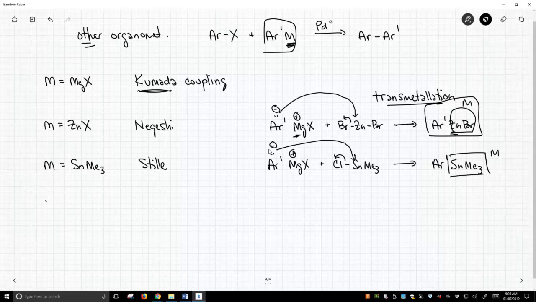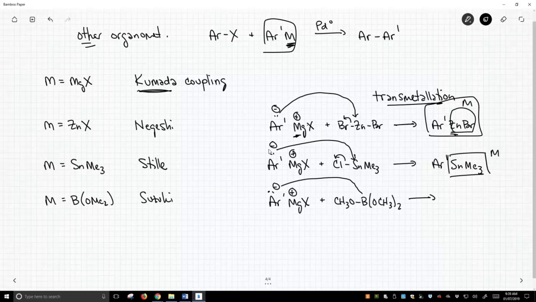One last one I want to talk about, where M equals boron. That's right, boron. And this is called, when you use a boron salt, it's called a Suzuki coupling. So, how do we make this? Same way as before. Let's get 2 electrons there. We start with something like a Grignard reagent, could be an organolithium reagent. This is not a perfect mechanism, but it's close enough for us.